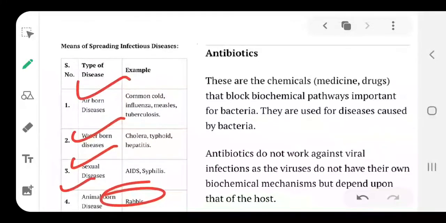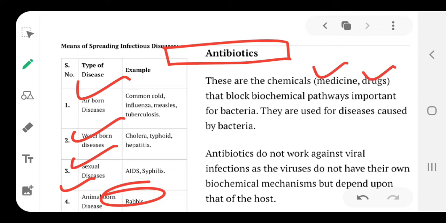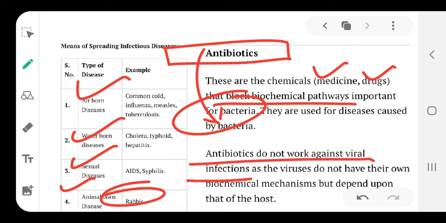Now, before you wind up this topic, these are things you should know: what are antibiotics. Okay? Underline the definition: they are the chemicals, medicines or drugs that block the biochemical pathway for bacteria to grow, because you know antibiotics are meant for bacterial infection only. Okay? It won't work with viruses. As mentioned, antibiotics do not work against viral infections, as viruses do not have their own biochemical pathway, because they only use the pathway of the host cell.